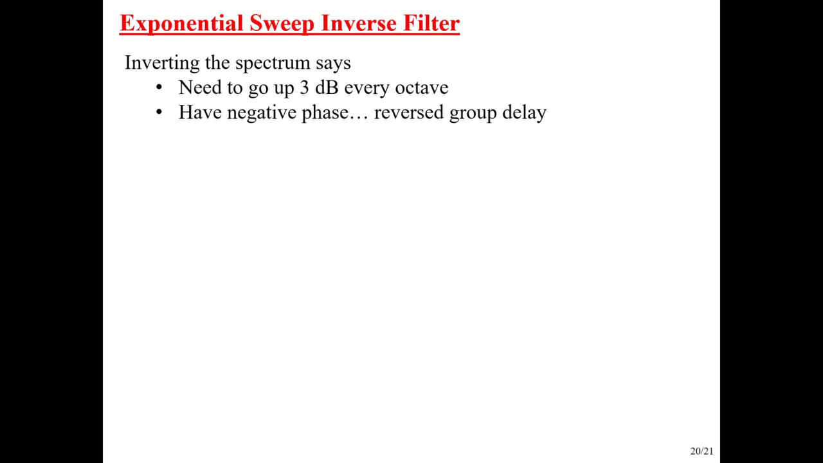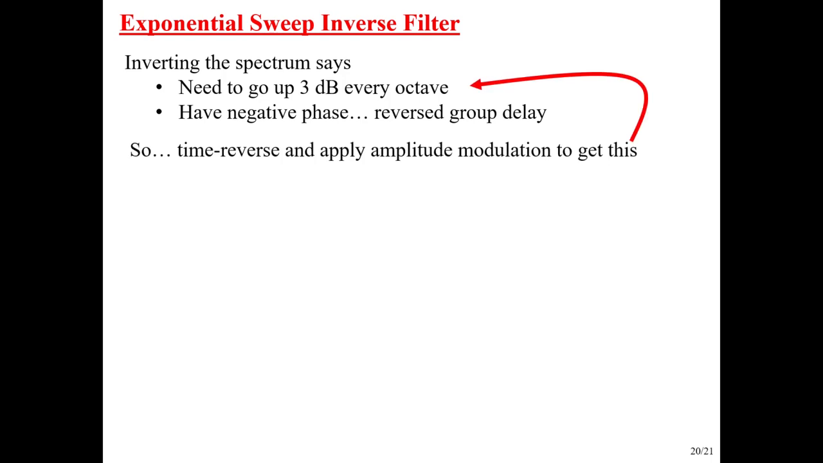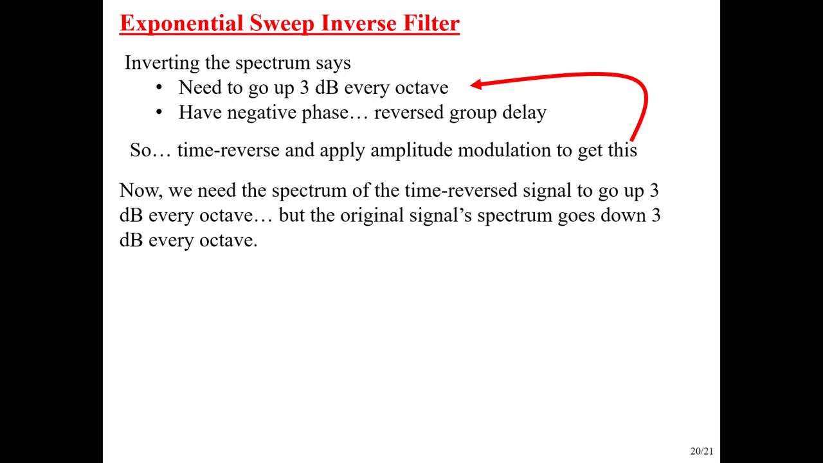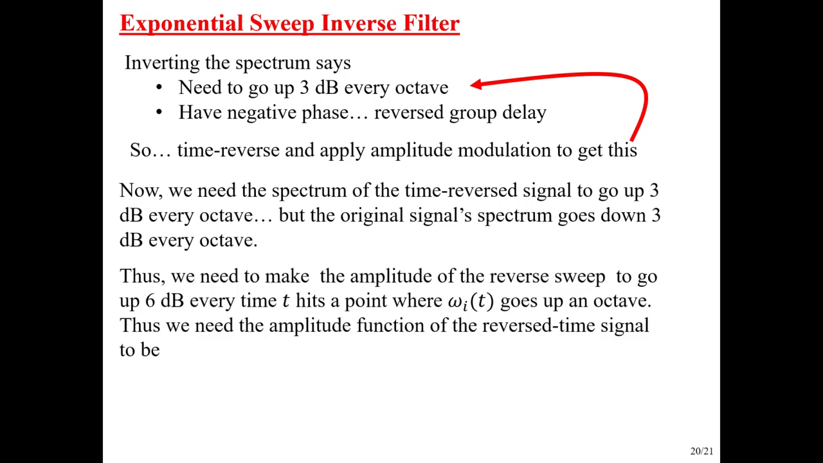the probing signal, its spectrum goes down 3 dB every octave, so we need to have this go up 3 dB every octave, and we need it to have a negative phase. So that means our group delay will be reversed from what we had before. So if we use all these ideas, basically we end up being able to make this thing go up.